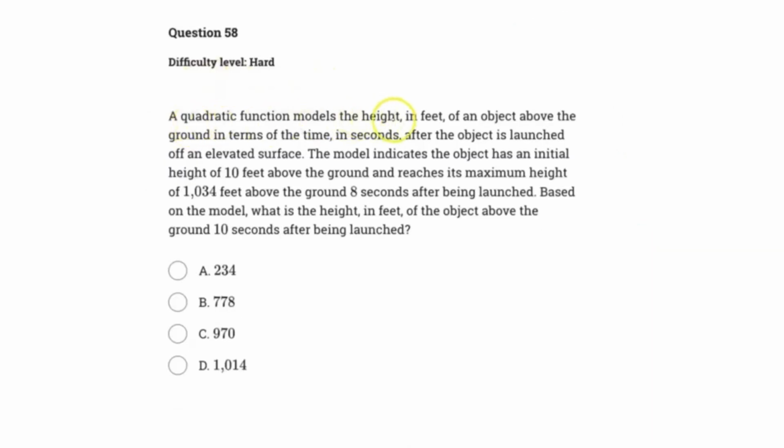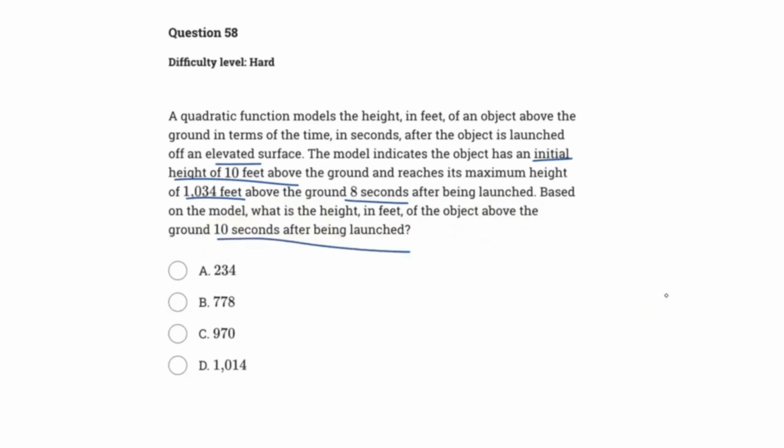The quadratic function models the height in feet of an object above the ground in terms of time in seconds after the object is launched off an elevated surface. The model indicates the object has an initial height of 10 feet off the ground and reaches its maximum height of 1,034 feet above the ground 8 seconds after being launched. Based on the model, what is the height in feet of the object above the ground 10 seconds after being launched? So a really easy way to solve this problem is just to use Desmos, right?